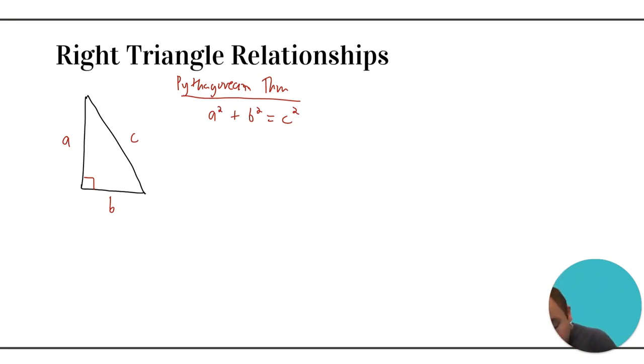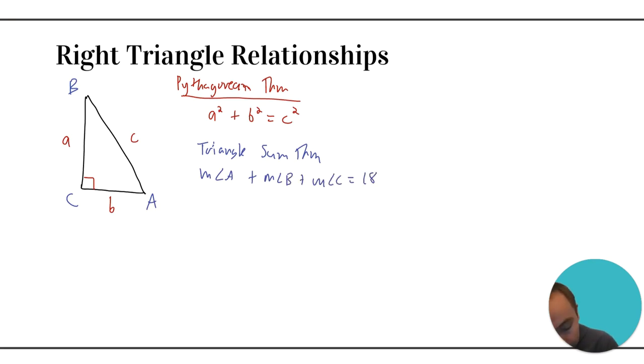And then also when we label the angles with capital letters that are across from the lowercase side length letters, each of those angle measures have a sum of 180 degrees, as is always true in any triangle, right? So the triangle sum theorem states that the measure of angle A plus the measure of angle B plus the measure of angle C is going to equal 180 degrees in any triangle, right?